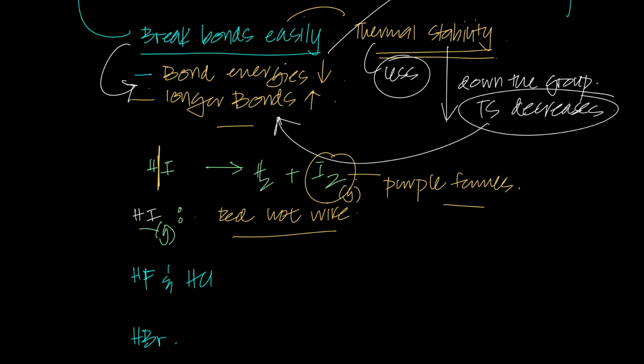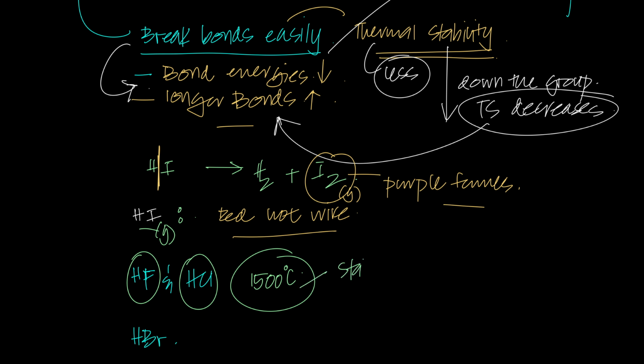Okay, what do you think would have happened to HF and HCl? HF is at the top, HCl is right beneath it. HF and HCl are not decomposed even when you provide temperatures of about 1500 degrees Celsius. That's how thermally stable they are. Even up to these high temperatures, they still do not decompose. What's the reason? They're thermally more stable than HI.